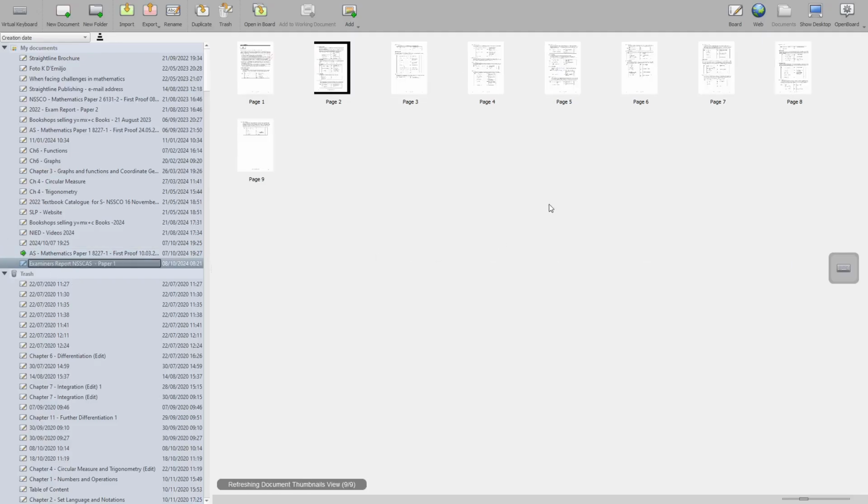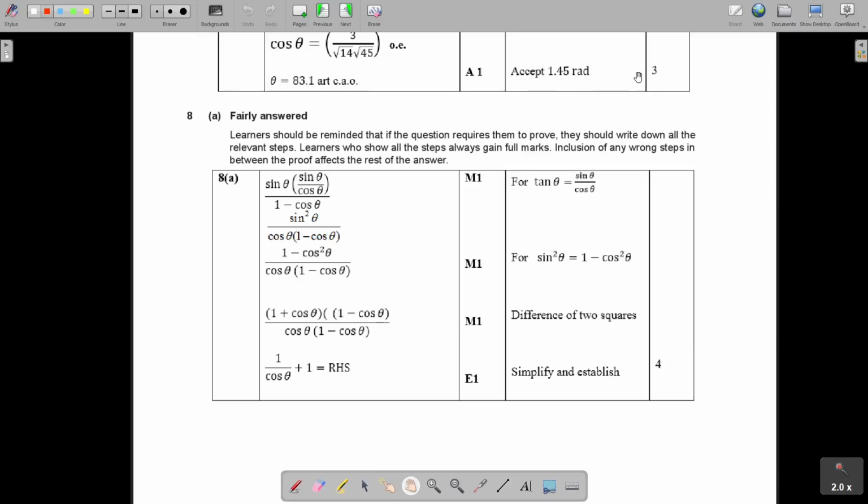So if you look at the exam report, question 8, fairly answered. Learners should be reminded that if the question requires them to prove, they should write down all the relevant steps. Learners who show all the steps always gain full marks. Inclusion of any wrong steps in between the proof affects the rest of the answer. So for that, did you see you get already a mark? And then if you got this, and then if you make bigger, so there is the 2, and then for getting, and then establish it at the end. There you got your 4 marks.